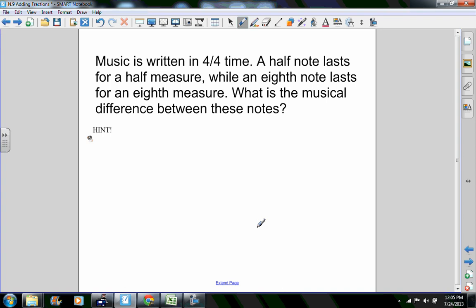Okay, if you want to know the hint, I'd have to show you in class because I can't click it on the video stuff. But music is written in 4/4 time. A half note lasts for a half measure, while an eighth note lasts for an eighth measure. What's the musical difference? Well, it just wants to know 1/2 minus 1/8. So this becomes 4/8 minus 1/8, which is 3/8 difference. And that's it.